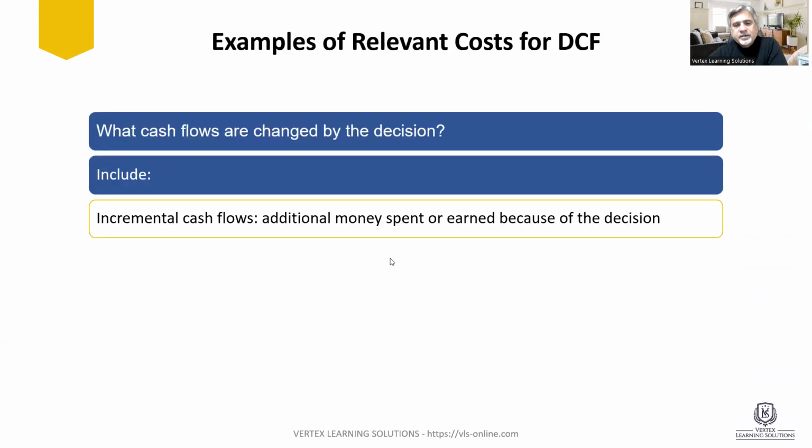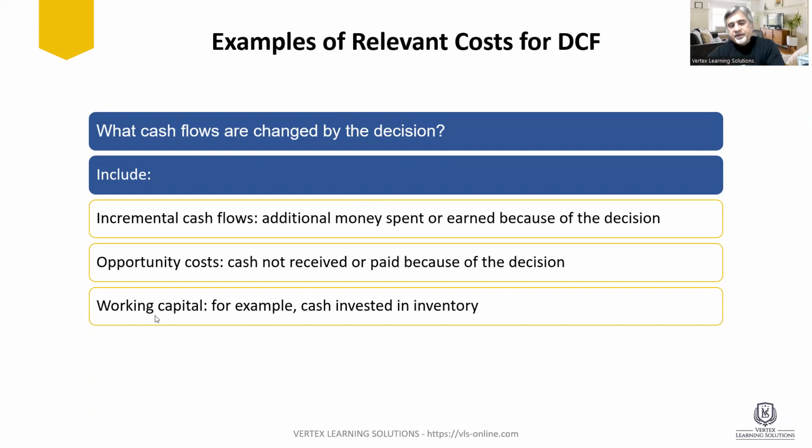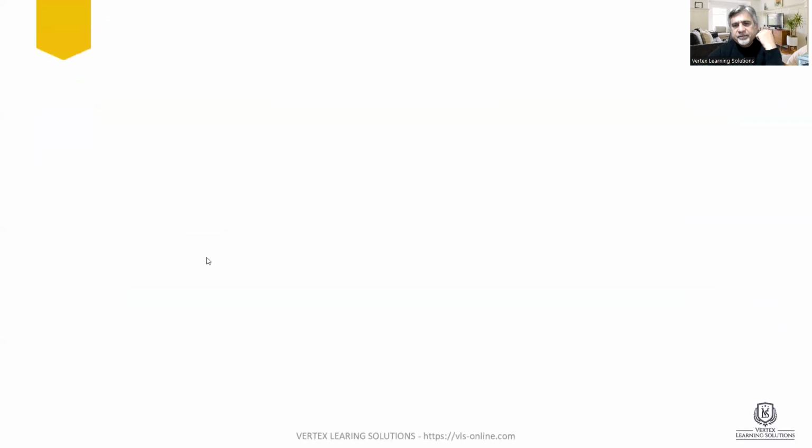Okay. What are the non-relevant examples of this? This is a repetition. We already did this before: opportunity cost, working capital. Somehow these slides are duplicated. I will remove them. Then comes the payback period method. This is the first thing we do in the next session.